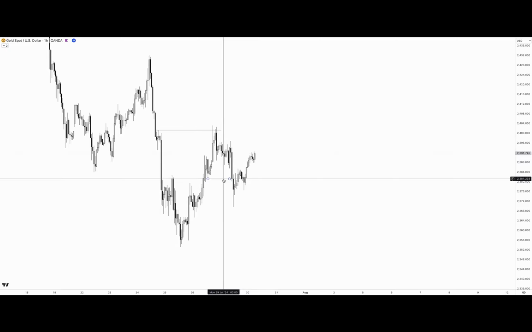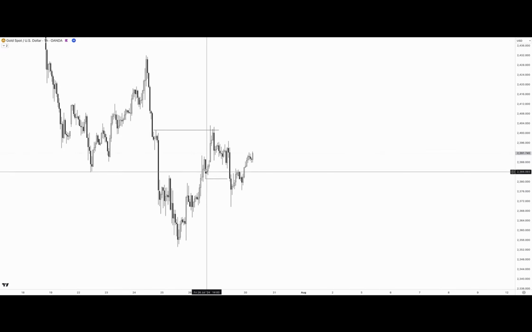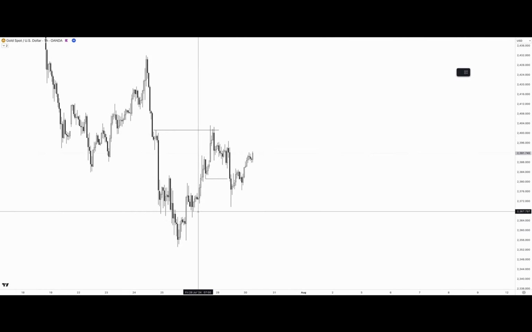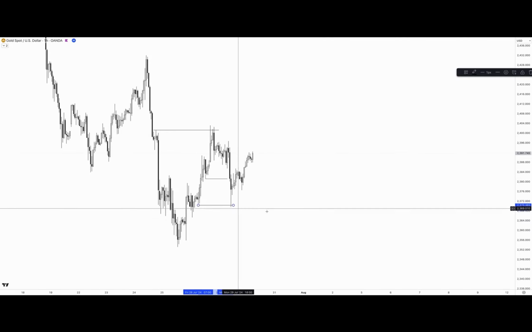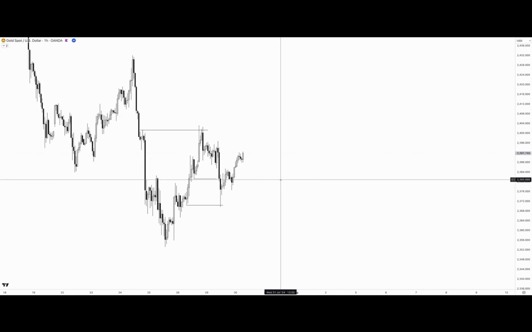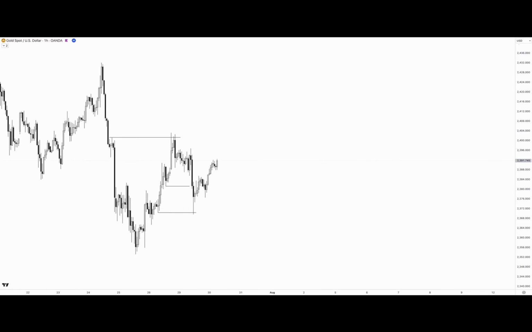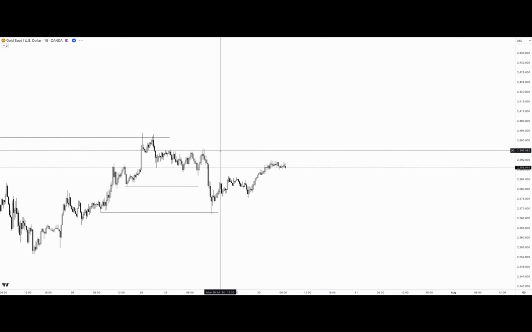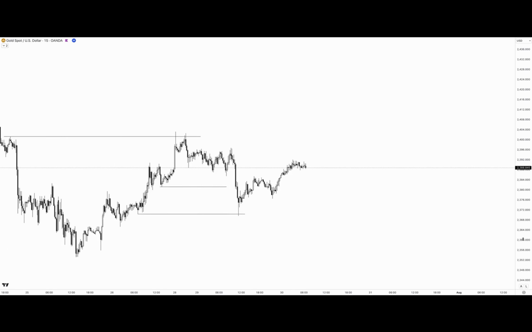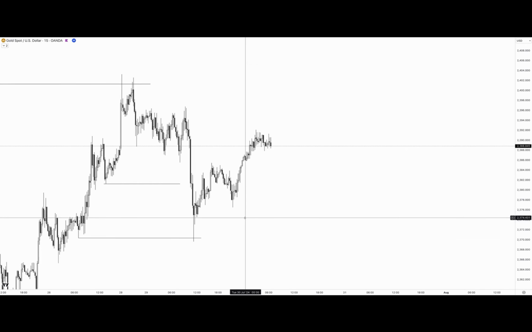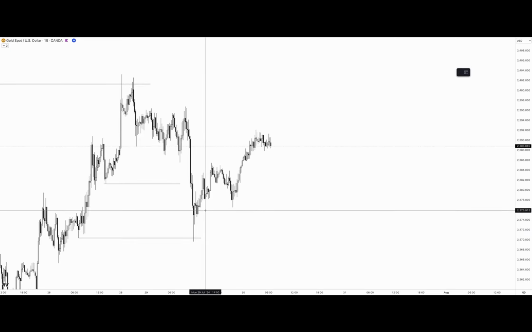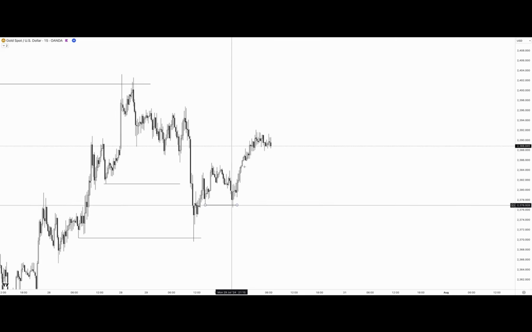So it came all the way down here, swept this inducement low, and then started moving to the upside. All right, so if you go down to the 15-minute time frame, as you can see, I believe this was during Asia. Market came for this, right? A little BOS, then starts moving to the upside.